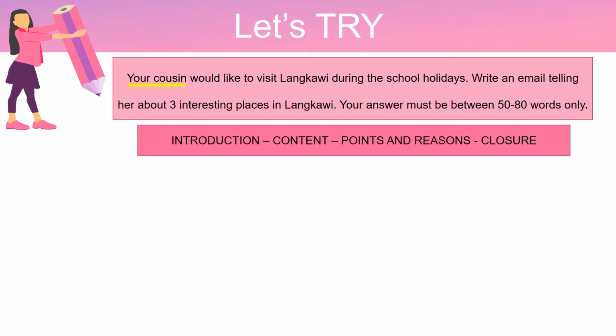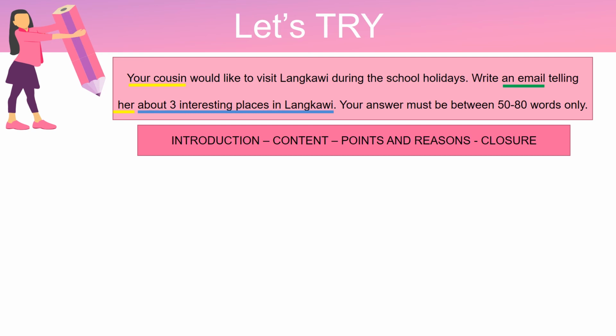So we have to identify whether your cousin is a boy or a girl. So there's the word her. Okay, so when there's the word her, we must send this email to a girl. So you can choose any names, Aliyah, Amina, Atiqah. And then next one, A, about. We have to write about 3 interesting places in Langkawi. And last one is the F, format. So the format that you have to write is an email.